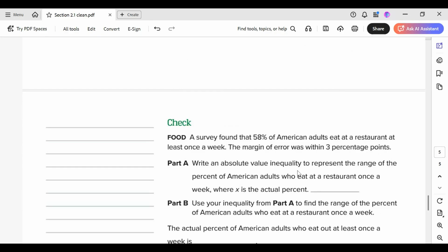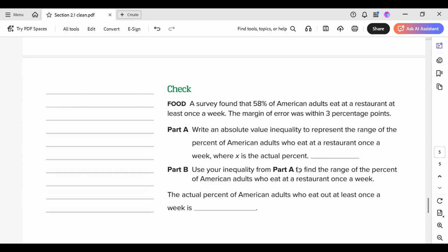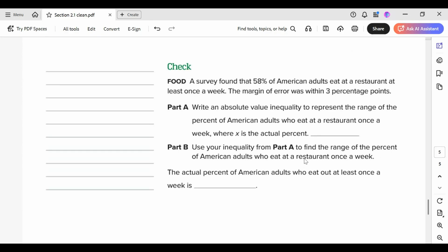In our check problem, it says food or service. A survey found that 58% of American adults eat at a restaurant at least once a week. The margin of error was 3 percentage points. So again, 58% of Americans eat at a restaurant. So for part A, it says write an absolute value inequality to represent the range of the percent of Americans who eat at a restaurant during the week, where x is the actual percent.